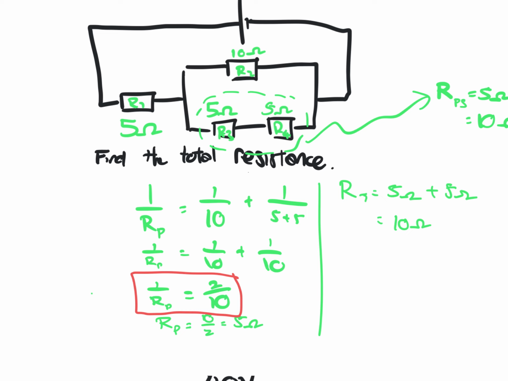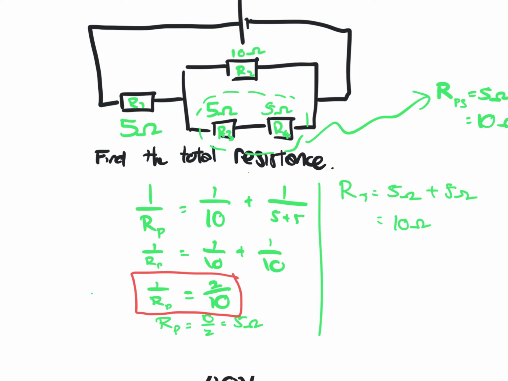Now, later on, you may see that the numbers are not so perfect. Let's say this was 2 over 11. 1 over Rp is 2 over 11. It's easy to find Rp because you flip it and it becomes 11 over 2. That you will still need to write as a decimal. No fractions allowed for final answers. Okay, hope that makes sense.